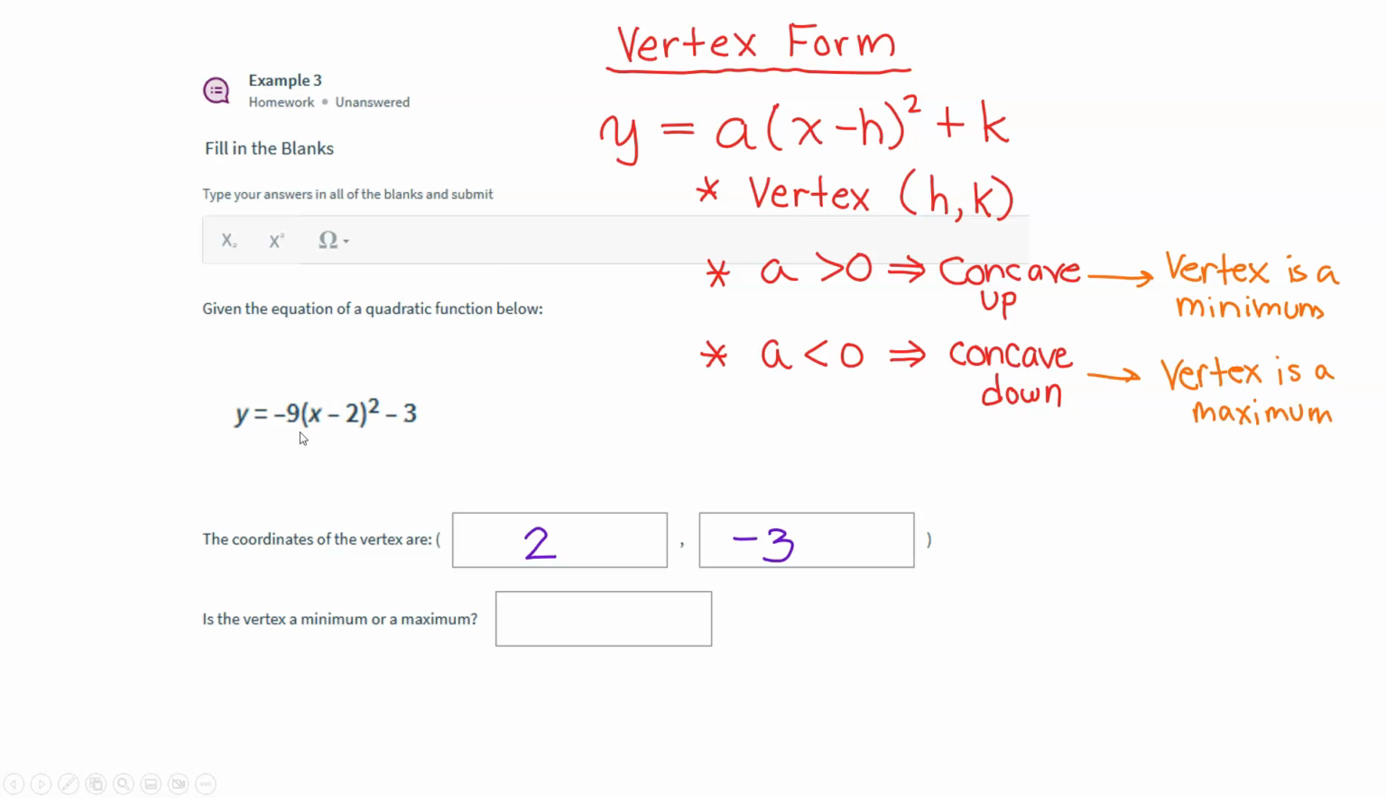So here, when you look at this, there's a negative 9 here. That means that this thing is concave down, which means that the vertex, 2, negative 3, is actually going to be a maximum. So the highest value you're going to have is negative 3 on this particular quadratic function.